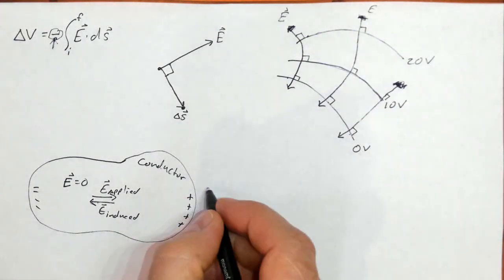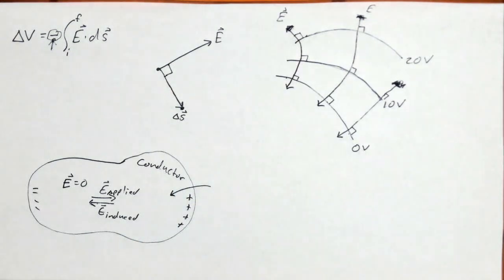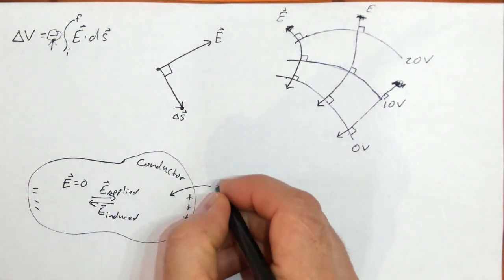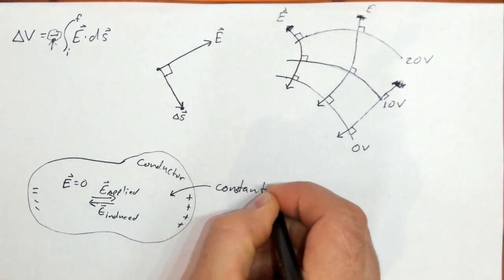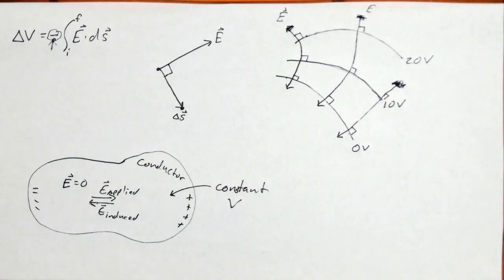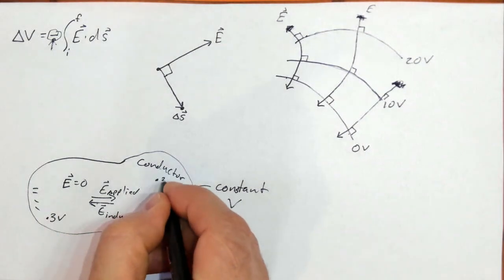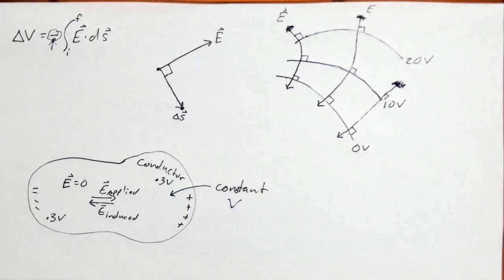If the electric field is 0 everywhere along that path, then the potential difference is 0. So a conductor in electrostatic equilibrium, because its electric field is 0 everywhere inside it, is at a constant potential. So if the potential over here is 3, then the potential over here is 3, and everywhere else. That's another thing we can draw from this.